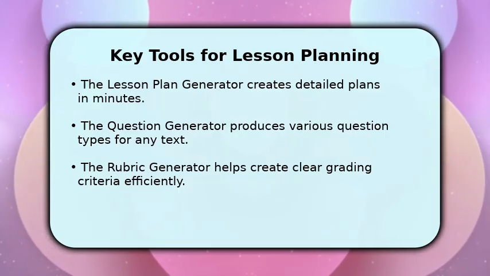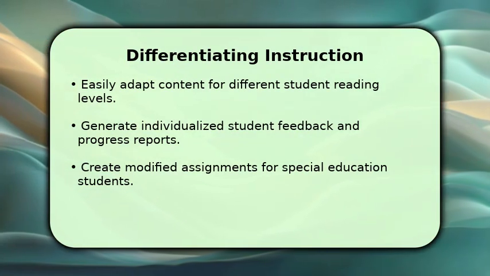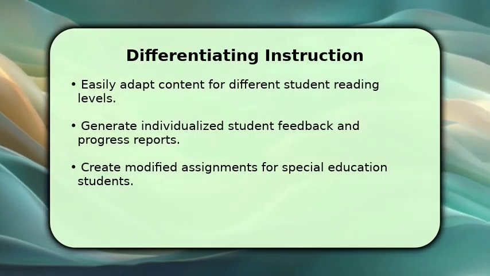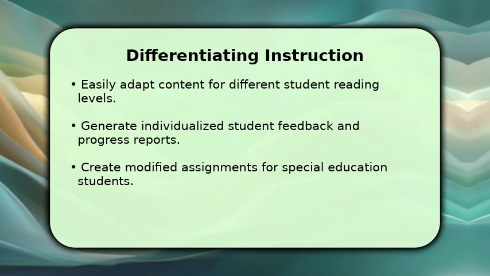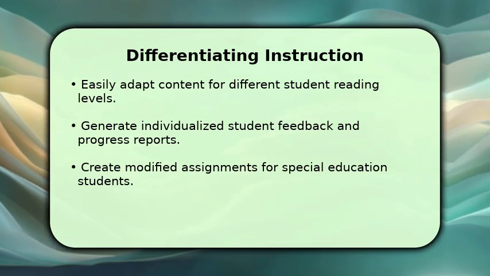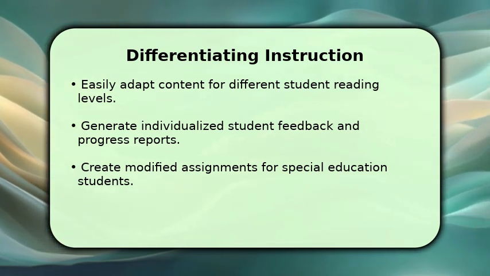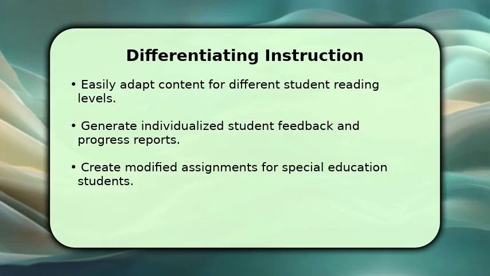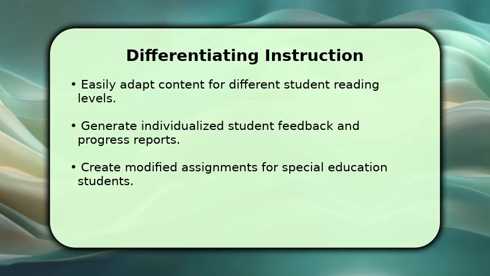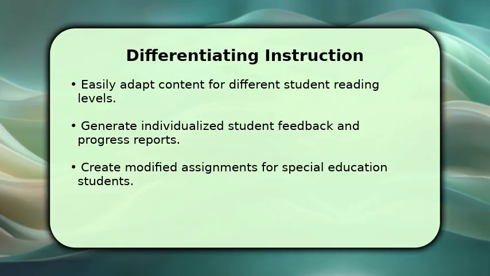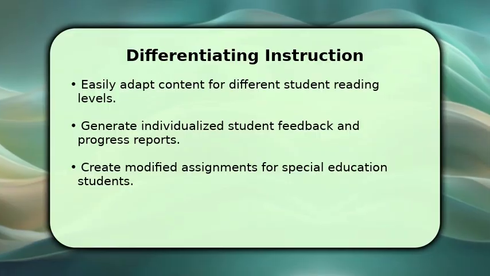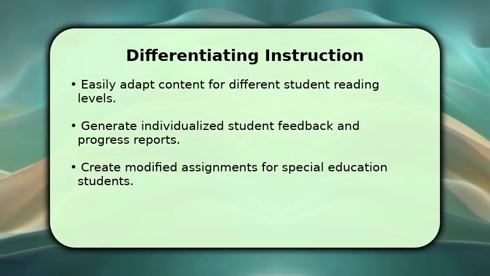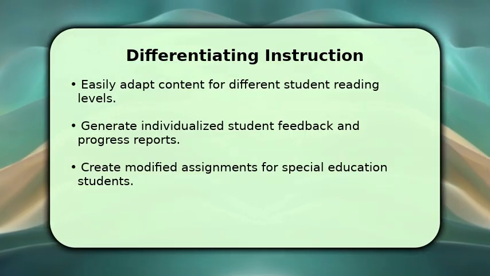reading levels. One of Magic School AI's greatest strengths is its ability to support differentiation. You can effortlessly adjust content to suit various student reading levels, ensuring every learner is challenged appropriately. It also helps generate personalized feedback and progress reports, offering tailored insights. For special education students, creating modified assignments becomes much simpler, and you can even translate materials into more than 30 languages for your multilingual students.